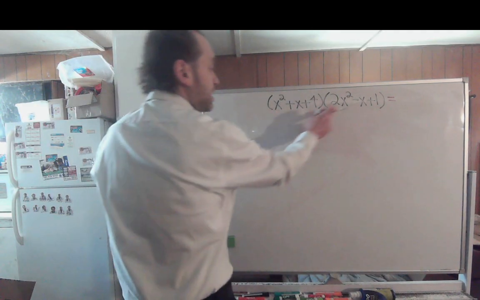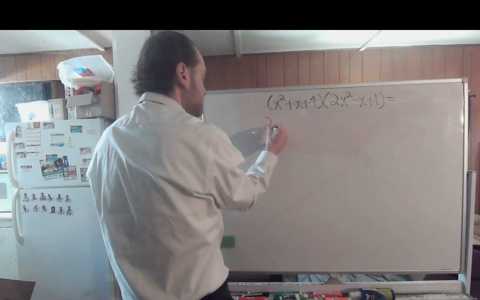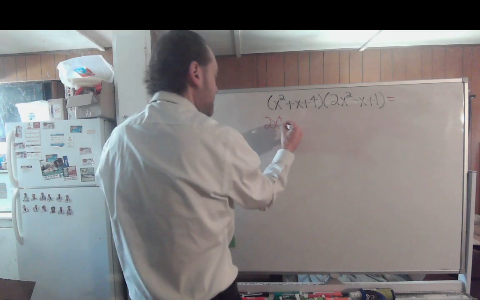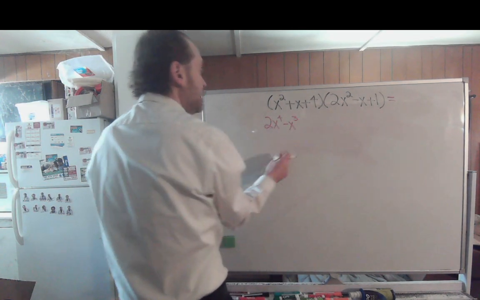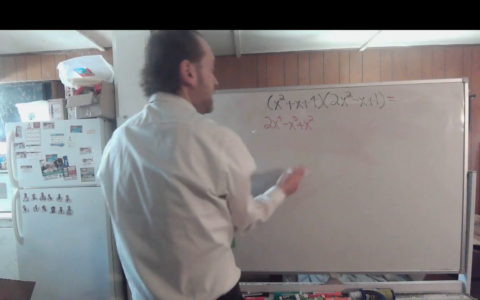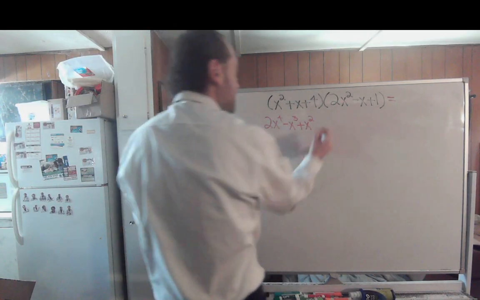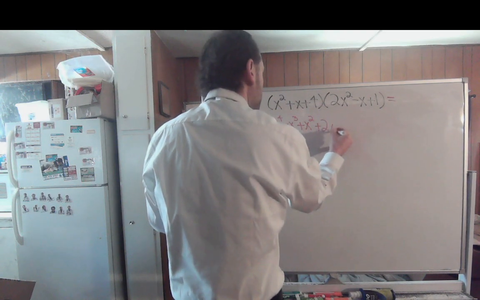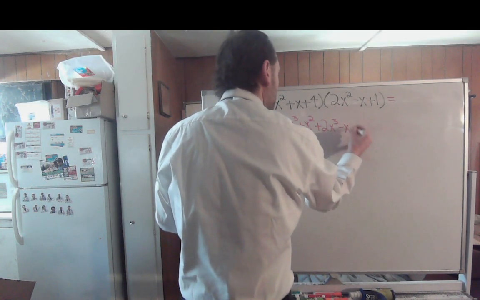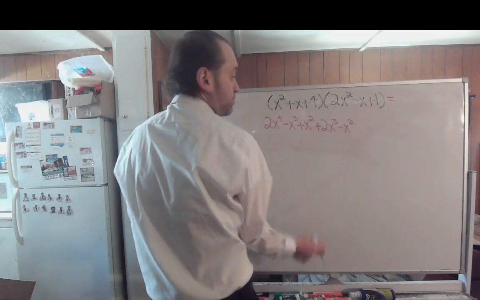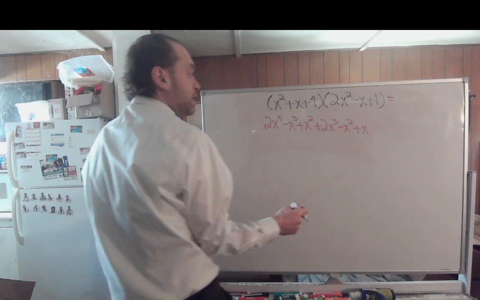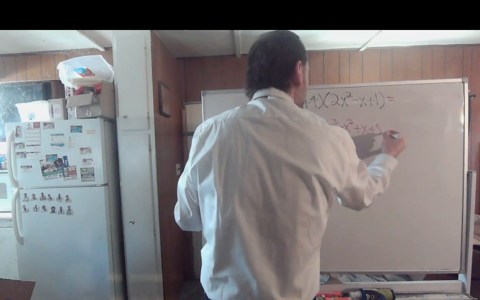So if you take x squared times 2x squared, you'll end up getting 2x to the fourth. Then take your x squared times your negative x. That'd be minus x to the third. Then take your x squared times your 1. That'd be plus x squared. Now, take your x times your 2x squared, that'd be plus 2x to the third. Then take your x times your negative x, that'd be minus x squared. Then take your x times 1, that's just plus x. Then take 4 times 2x squared, well that'd be plus 8x squared.